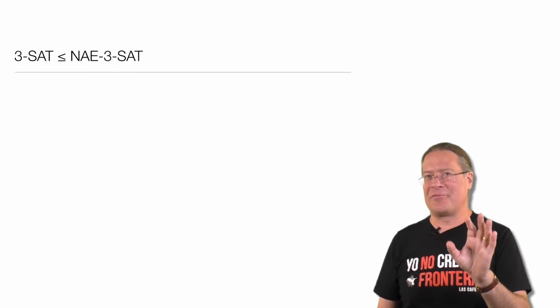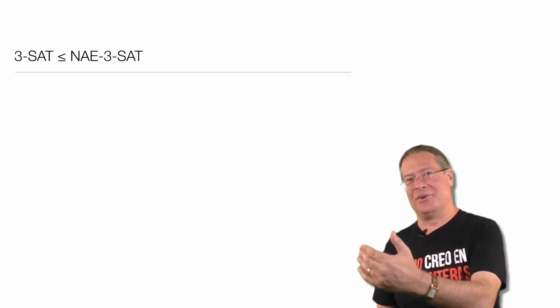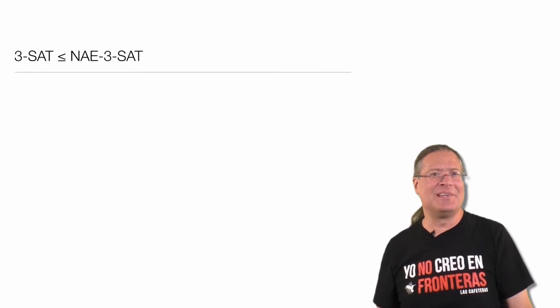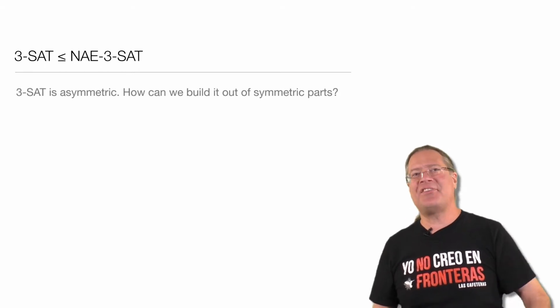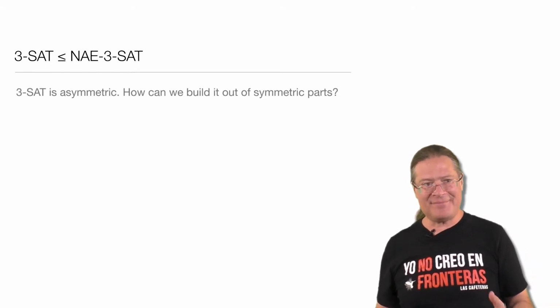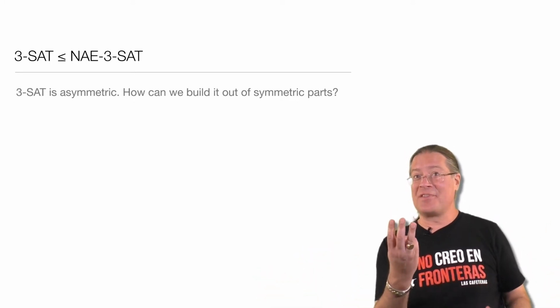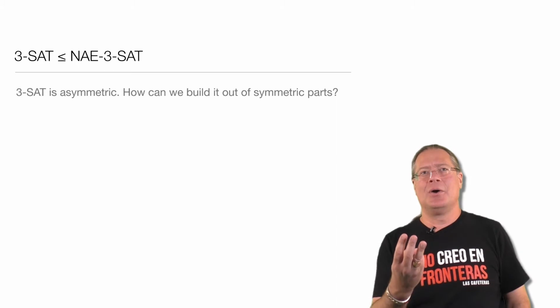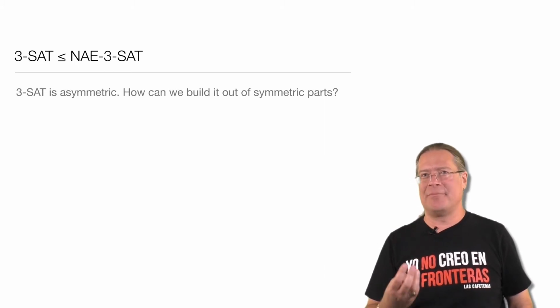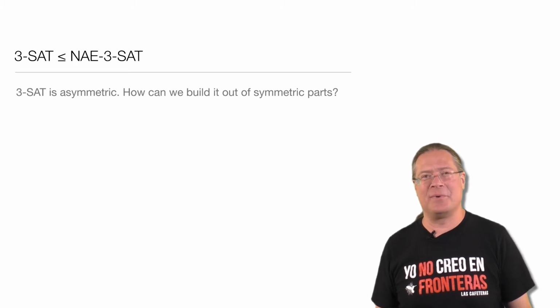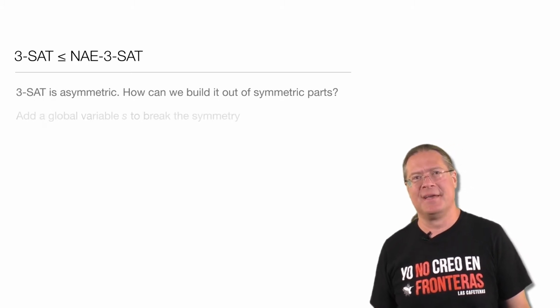We want to reduce from 3-SAT to not-all-equal SAT. But doing this is actually a little bit tricky. 3-SAT is asymmetric. It prefers truth to falsehood. It wants at least one of these things to be true. We need to try to build it out of symmetric parts. That's a little strange. It's not clear that we can get off the ground with that.